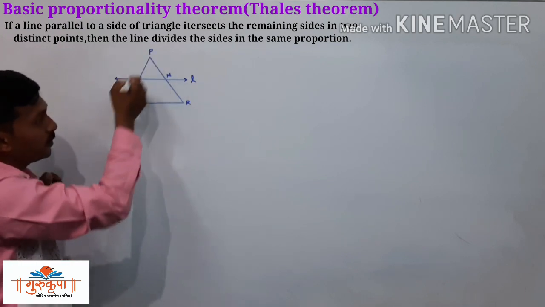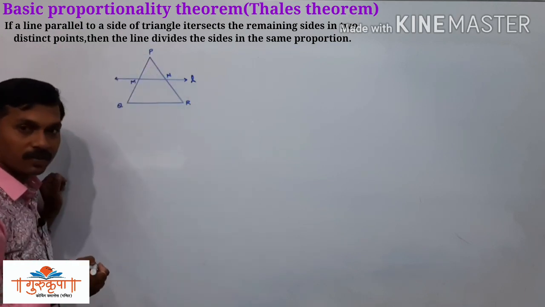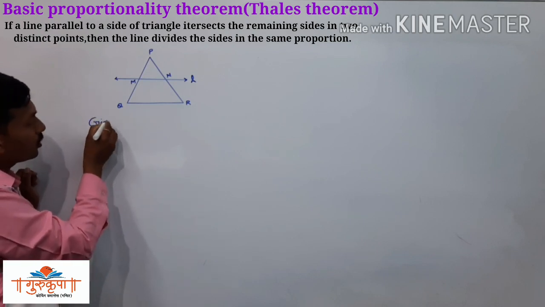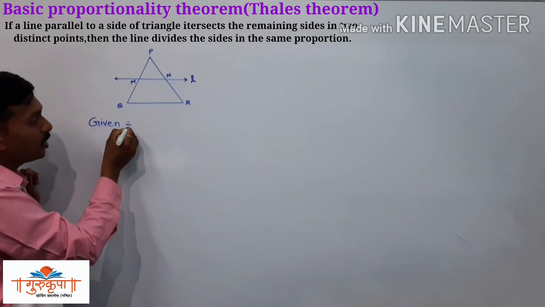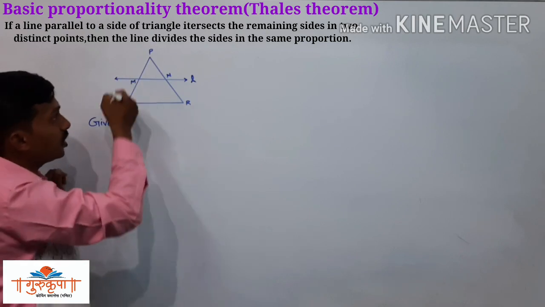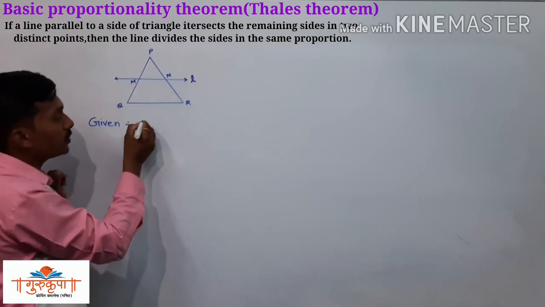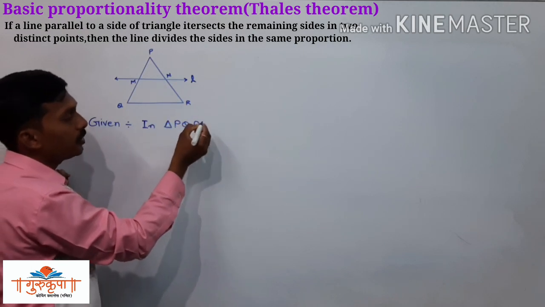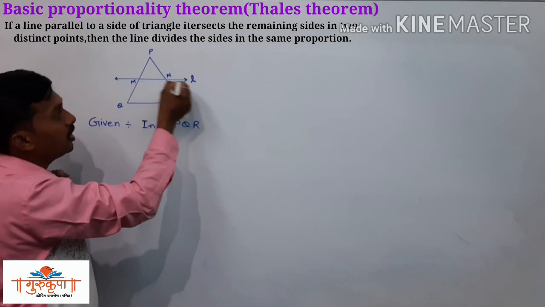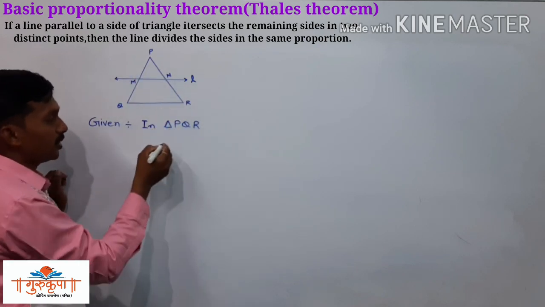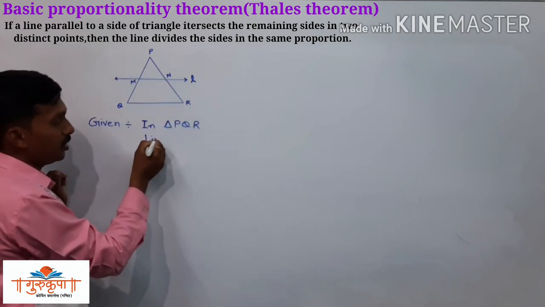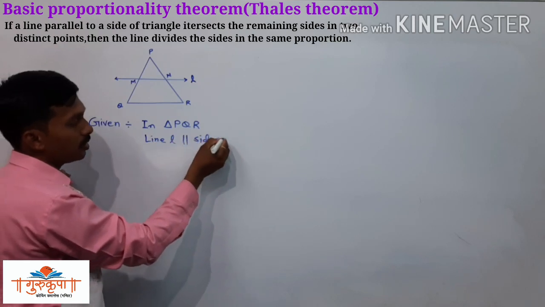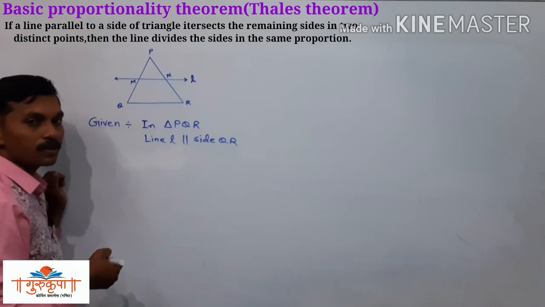Now the first step is complete, we drew the diagram. Now we have to write the given information. What is the given information? In triangle PQR, this line L is parallel to side QR. Line L is parallel to side QR. That is the given information.